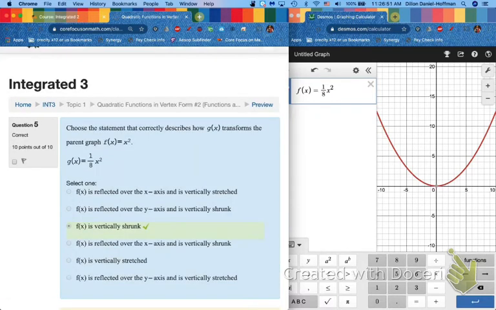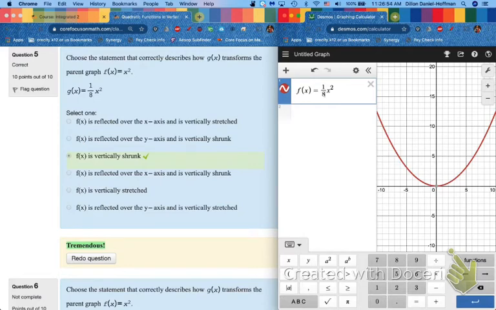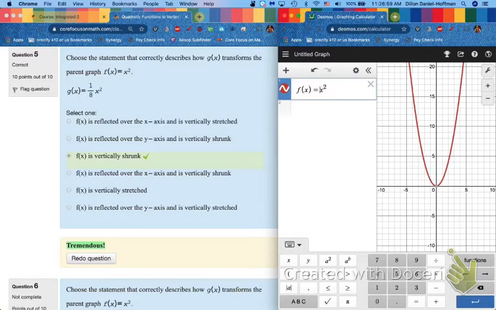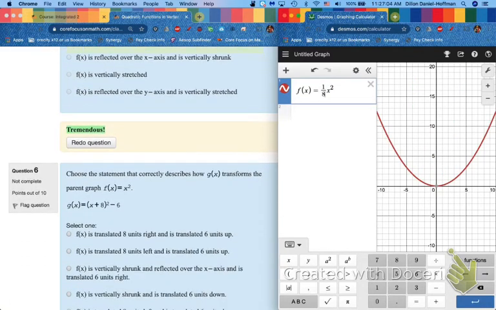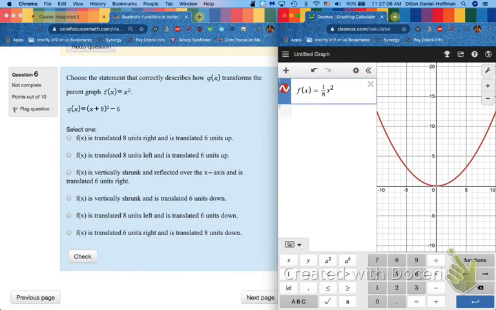If you have a whole number in front, a reminder, like if I had 8 instead of 1/8, then it would be vertically stretched like a rubber band. The next one is a two-parter. I have no negative in front, so it's not going to be reflected over the x-axis. I have no number in front, so it's not going to be vertically shrunk or vertically stretched. So like this one says vertically shrunk, this one says vertically shrunk. I know those aren't the answer automatically. Instead, I'm just going to have to go 8 left and 6 down. 8 left, 6 down.